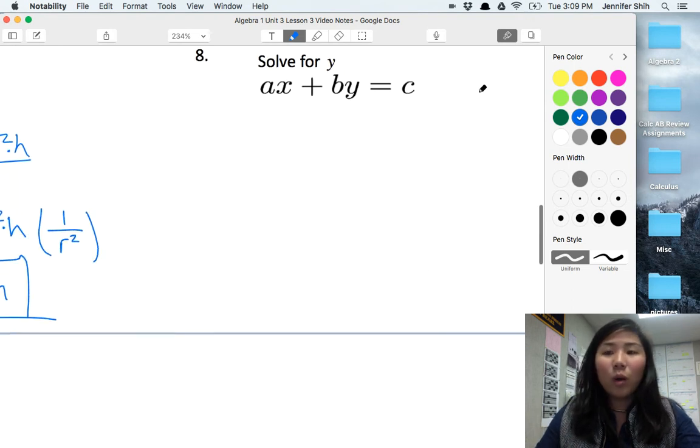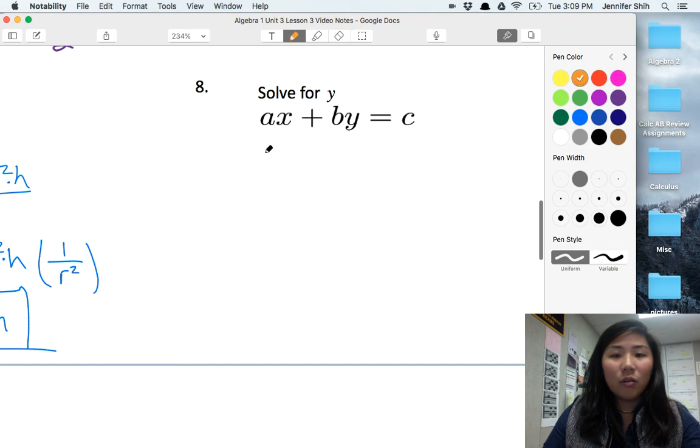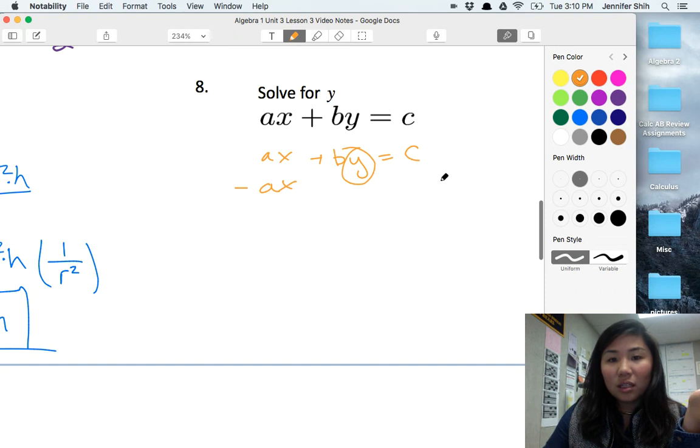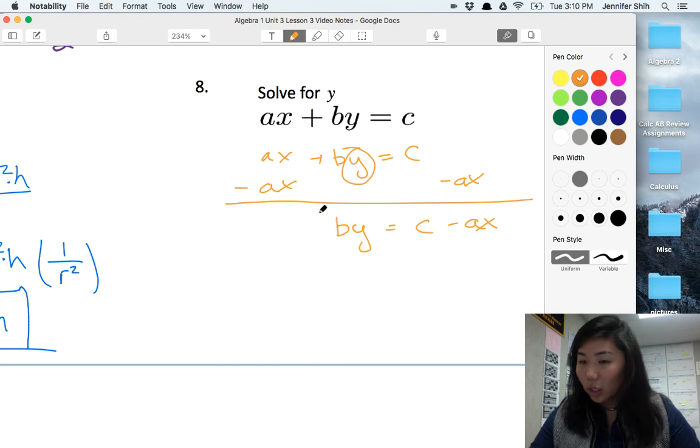Solve for y. Okay, we can do that. I have to rewrite this: ax plus by is equal to c. We're going to solve for y. So anything that's not attached to y, we need to move over to the other side. So we're going to subtract ax. Looks very weird, I know. You're going to have to get used to it. Equals c minus ax.